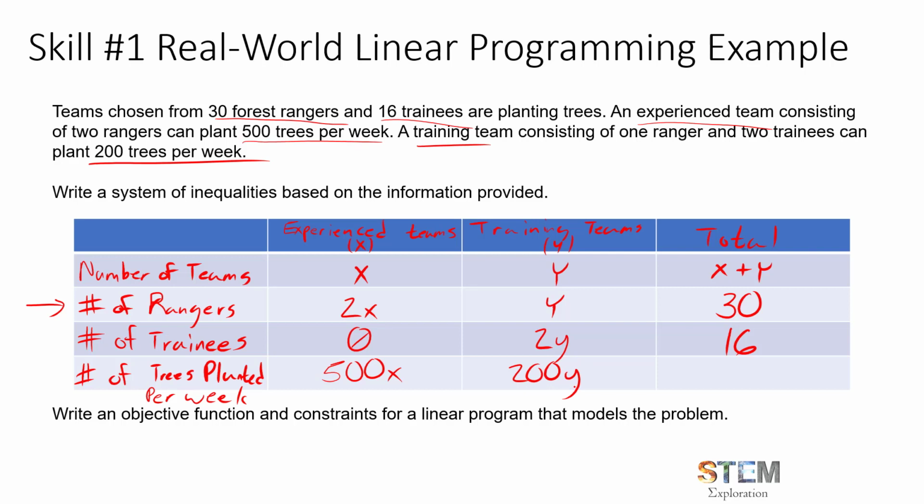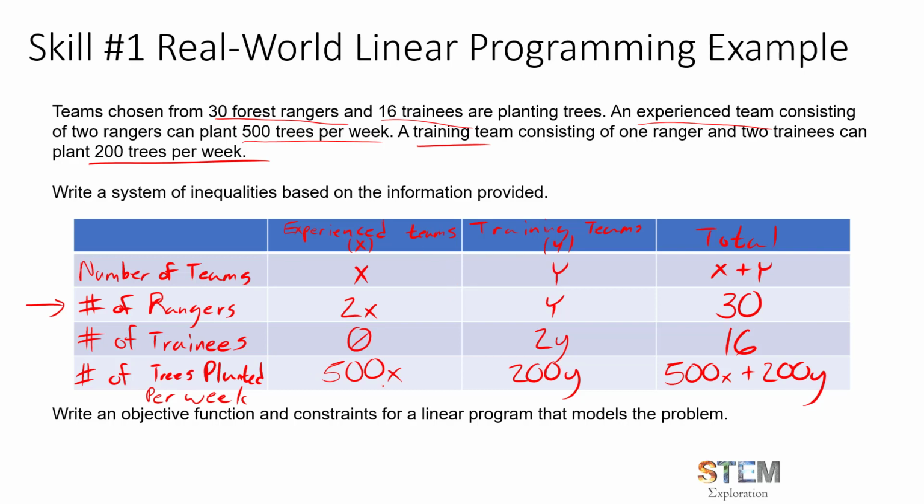So every training team you assemble is good for 200 trees per week. Every experienced team is good for 500 trees per week. And the total, when you combine all these, is 500x plus 200y. All right, we can just combine all those. So depending on the number of teams that you have at your disposal will tell you the total number of trees that are going to be assembled and put together.